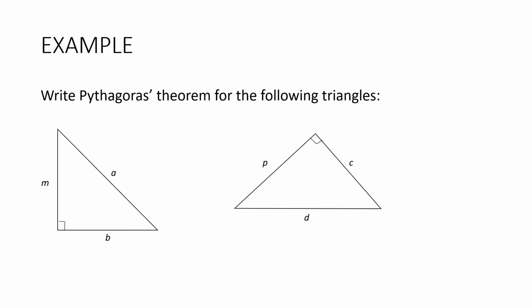Okay, let's write Pythagoras' theorem for these triangles. Start with this one over here. The hypotenuse is a. So we're going to do the square of the hypotenuse is equal to the sum of the squares of the two shorter sides. A squared equals m squared plus b squared. How about this one? The hypotenuse is d. So d squared equals p squared plus c squared.